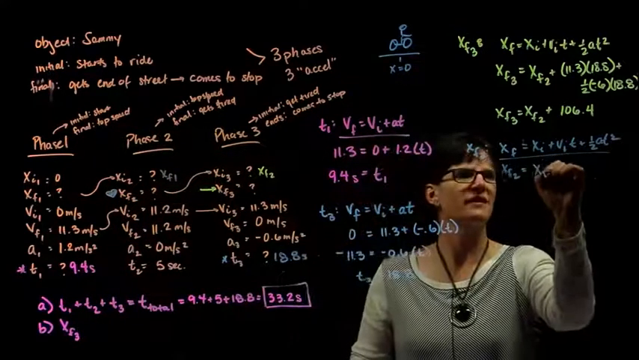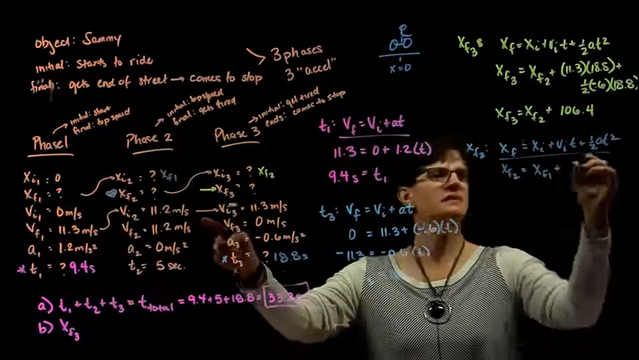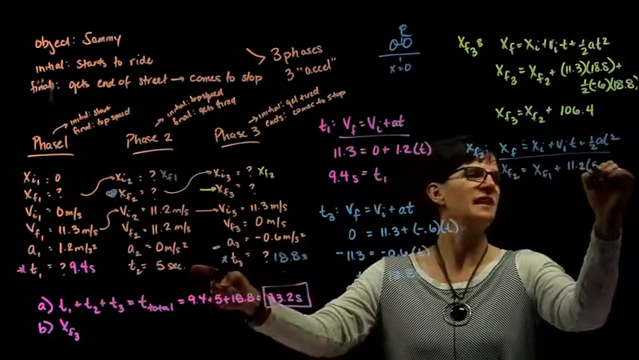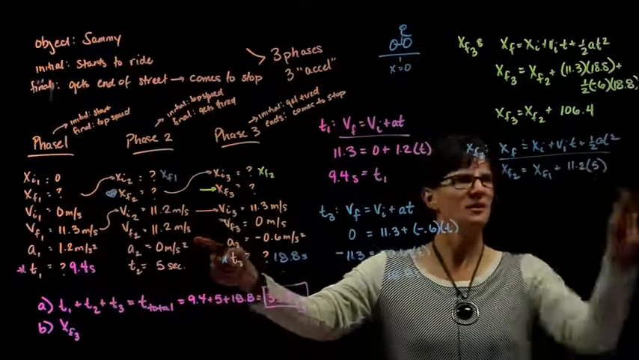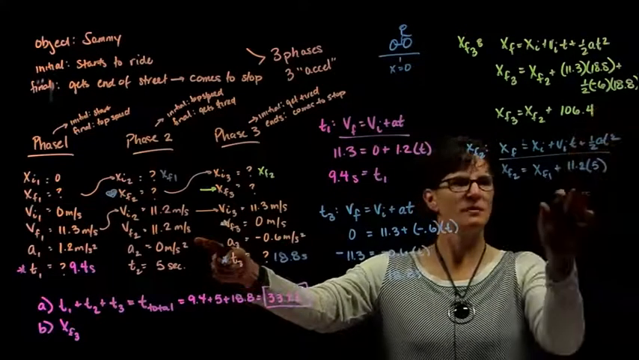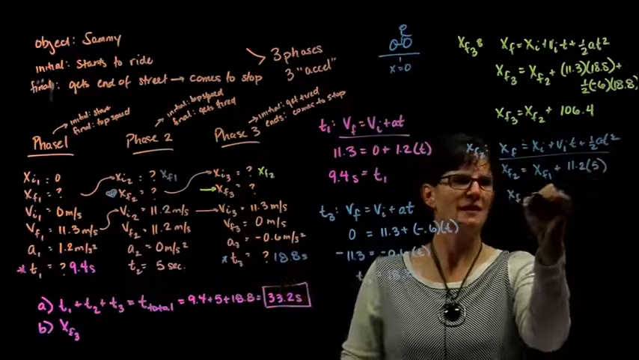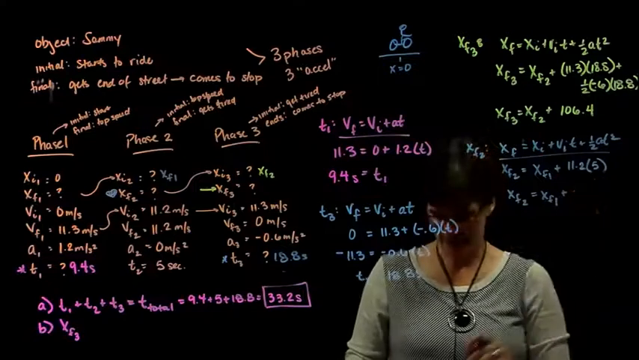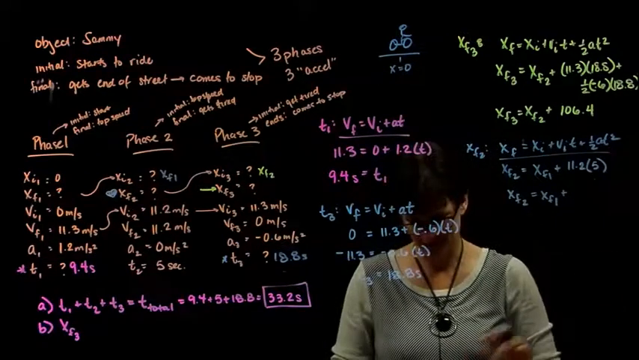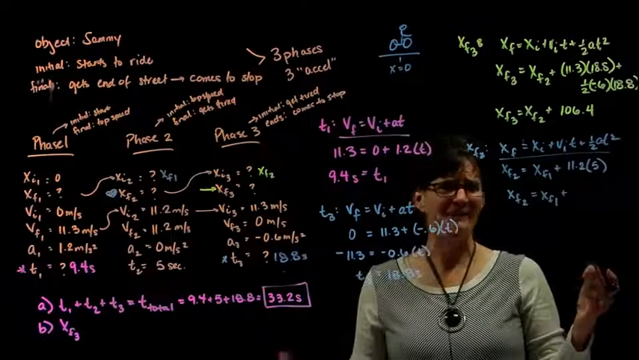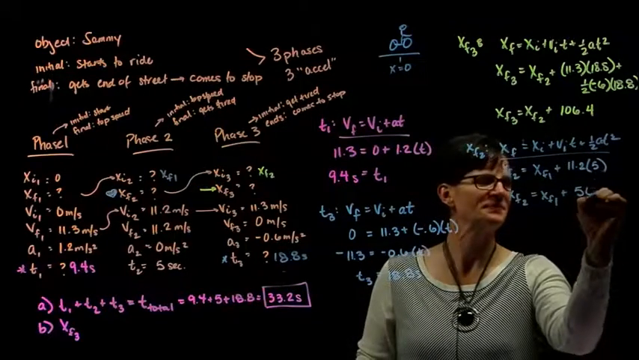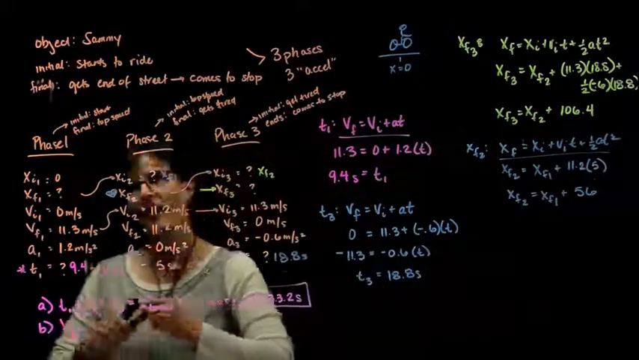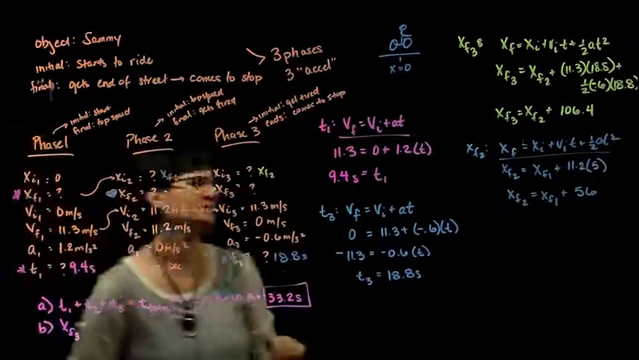So that's x final 1 plus v initial, which is 11.2, times time, which is 5 seconds. And I have an acceleration of 0, so that term's going to drop out. So I'm left with x final 2 is equal to x final 1 plus 11.2 times 5, which is 56. So I need x final 1. All right, well then, by golly, let's go after x final 1.